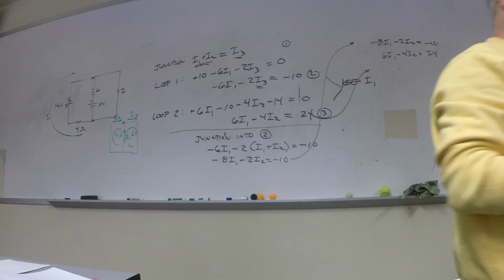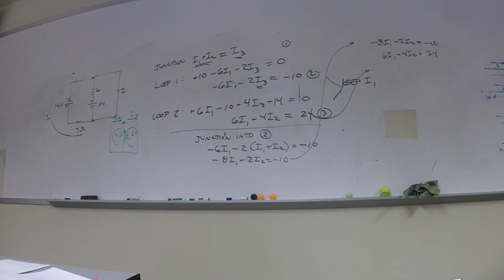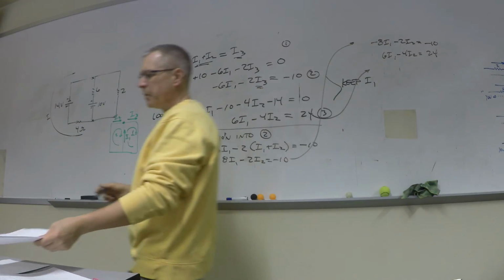Now, how many equations, how many unknowns do we have? Now we're down to 2 equations, 2 unknowns. Does that look like something you can solve? That should start to look more familiar.